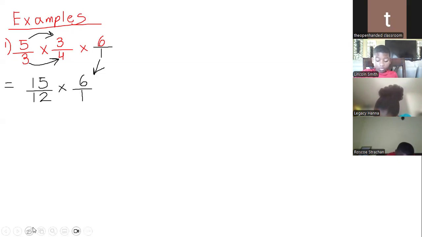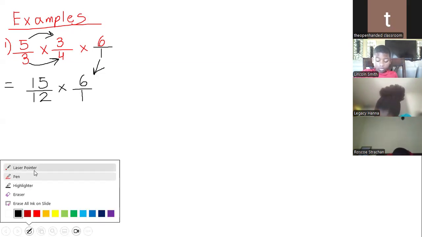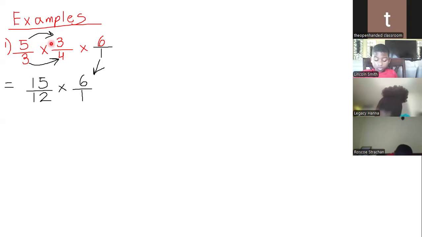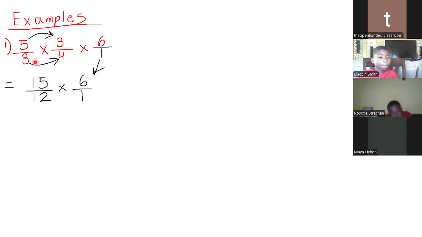So what did we do here? All we did was multiply the first 2 fractions. 5 times 3 gives us 15, and 3 times 4 gives us 12. Then we multiply by 6 over 1.